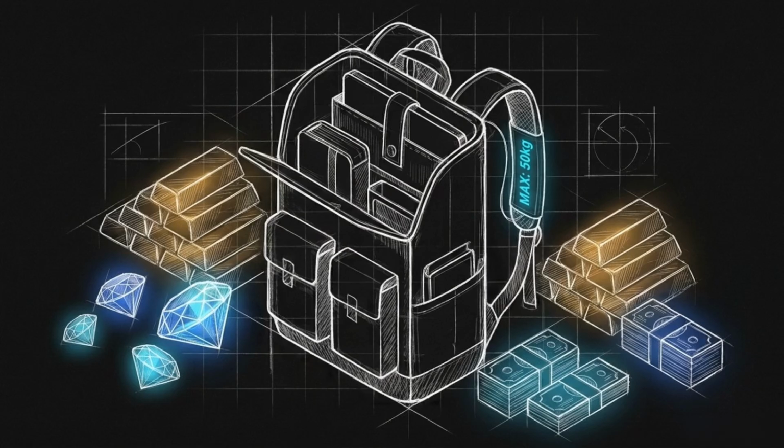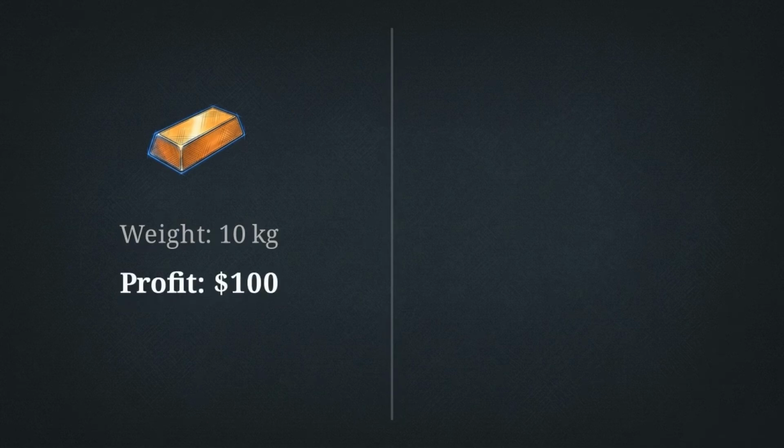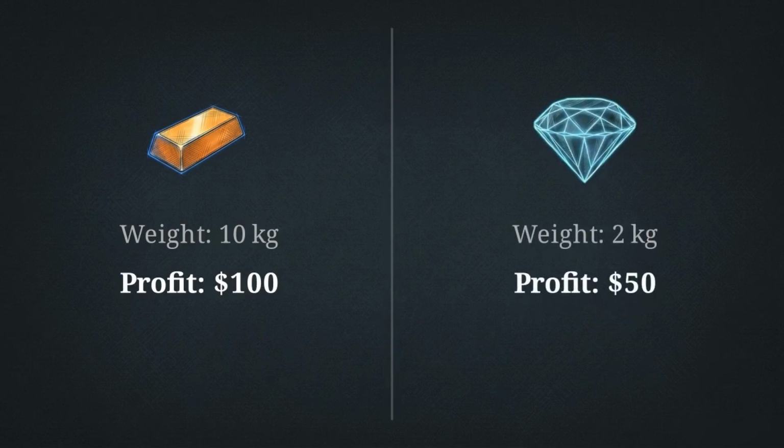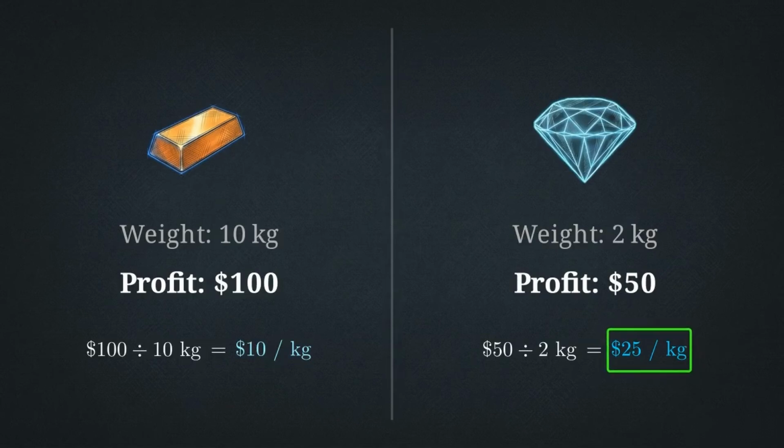You have a bag with a strict weight limit and a room full of valuable items. How do you mathematically decide which item goes in first? Imagine grabbing the item with the highest total profit. A 10-kilogram gold bar worth $100 looks like the obvious choice, but a 2-kilogram diamond is worth $50. Per kilogram, the diamond yields way more cash.